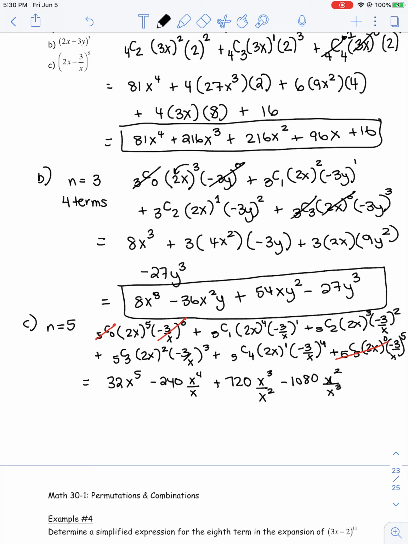And then so far, we have 4 terms, but we need 6 terms. It's always one more than n. So our fifth term is going to be positive 810, because that comes from going 5 choose 4 times 2 times negative 3 to the power of 4. And then we have x over x^4. And our last term should be a negative 1 if we're following the pattern. Negative 3 to the power of 5 should be negative 243, and at the bottom, x^5.